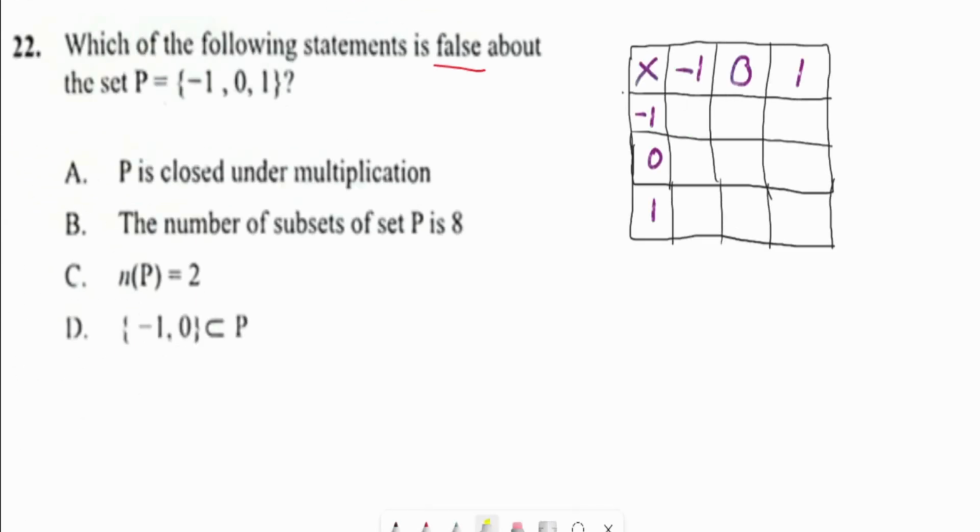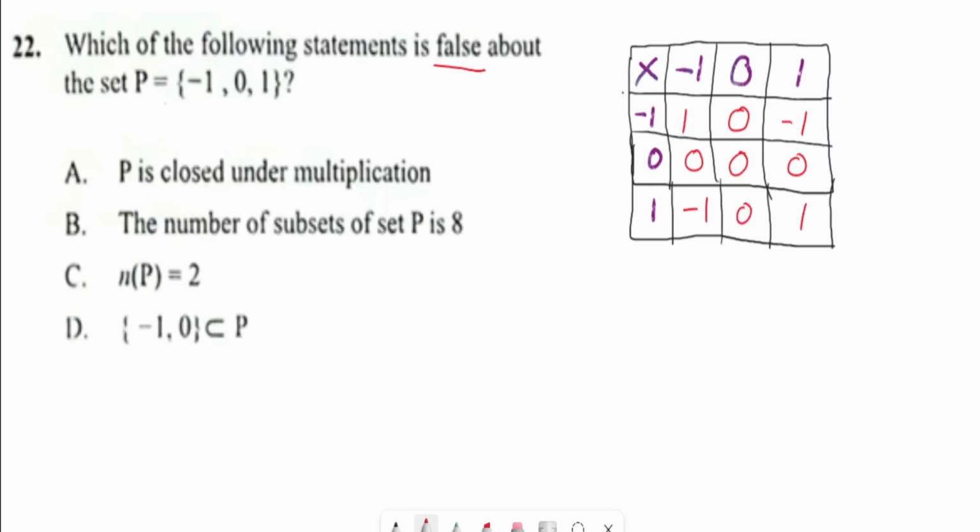Right, so here we have our multiplication table for the set P, and we're just going to do the multiplication. So negative 1 times negative 1 is 1, negative 1 times 0 is 0, negative 1 times 1 is negative 1, 0 times negative 1 is 0, 0 times 0 is 0, 0 times 1 is 0, and then 1 times negative 1 is negative 1, 1 times 0 is 0, then 1 times 1 is 1.